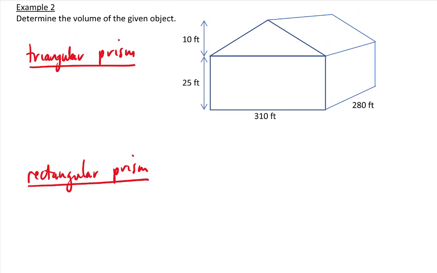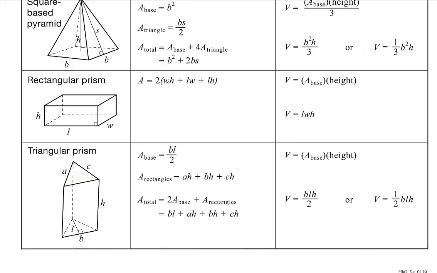For our triangular prism, we see that it has a height of 10 feet. And we also see it has a base, given here, of 310 feet. For our rectangle, we see we have a height of 25, a width of 310, and a length of 280. So again, let's go look at the formulas. So our rectangular prism, the volume is the length times the width times the height of that rectangular prism. And a triangular prism, the volume is the base of the triangle times the height of the triangle, then times the length of that prism.